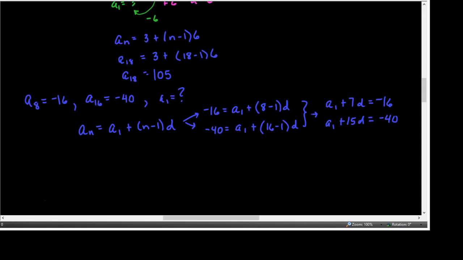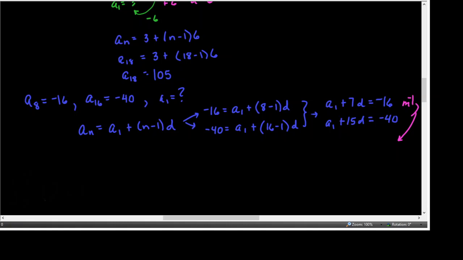So what we need to do is solve this system of two equations with two unknowns. What we might do, because a sub 1 is the same for both of them, is I'm going to multiply the first equation by negative 1 and add it and the second equation together and put the result down here.